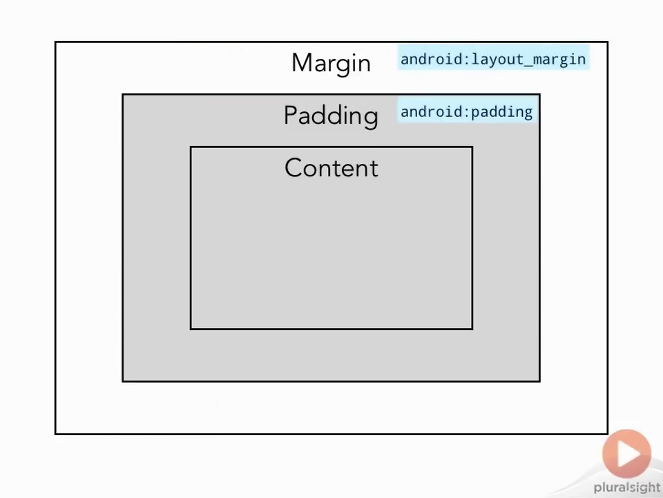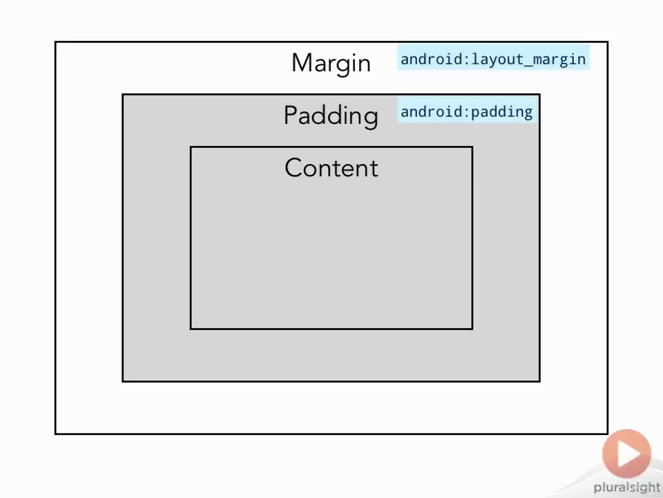How do you remember which one to use, margin versus padding? Android gives you a little bit of help. You can see that the attribute I used for margin is actually layout_margin, whereas padding is just padding.